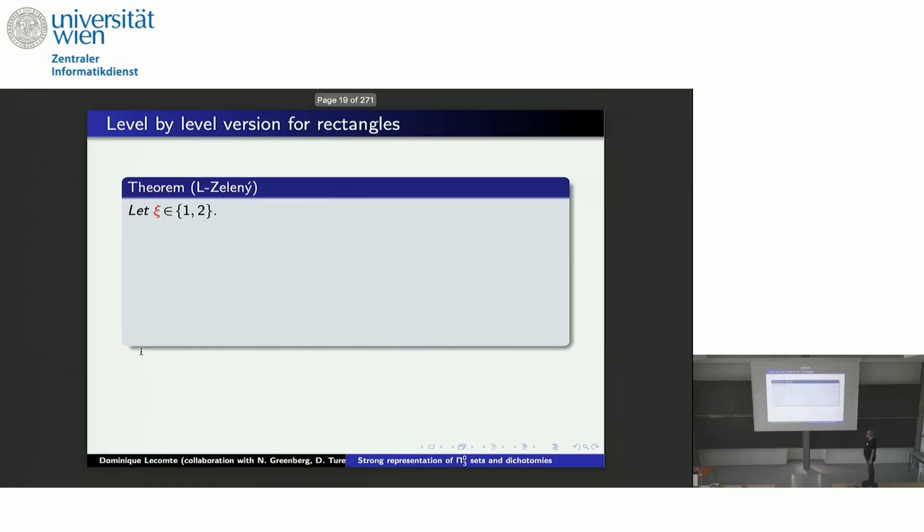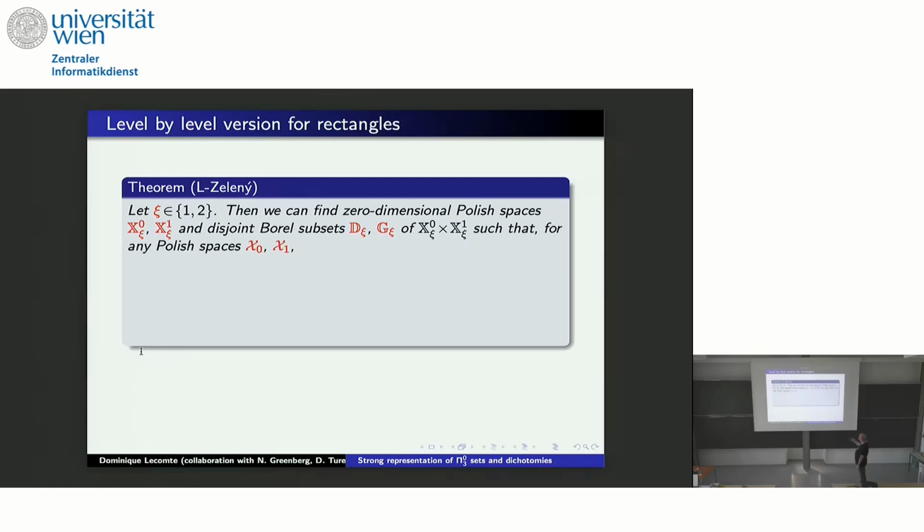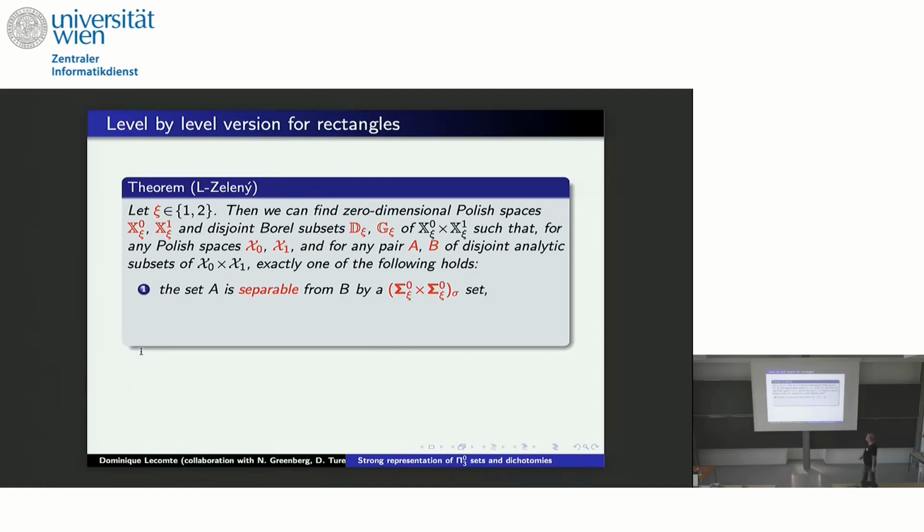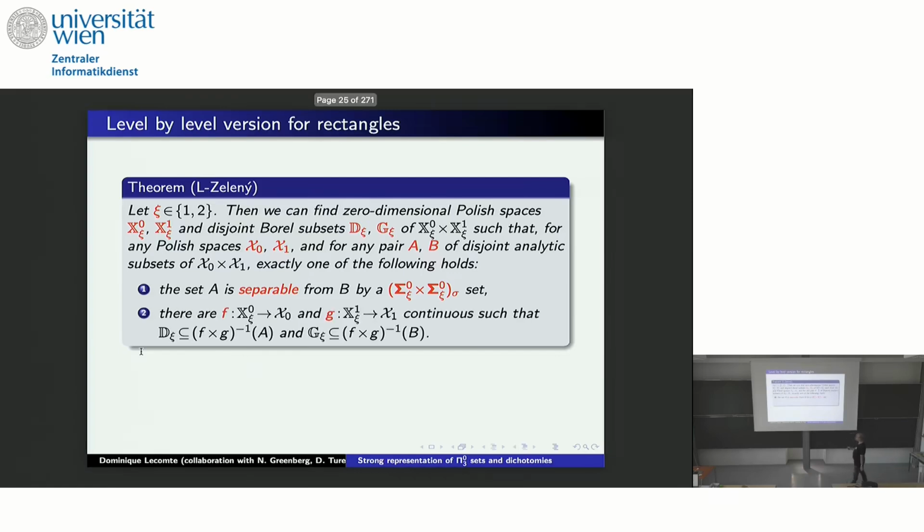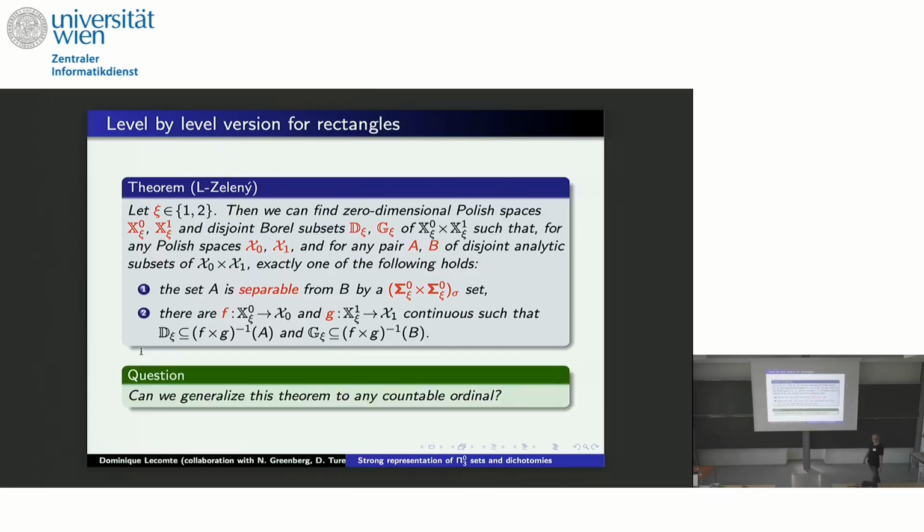So what about rectangles? We could do that for the first two levels. Again, it's similar. You have two zero-dimensional Polish spaces and disjoint analytic subsets of the product. As before, you have the corresponding dichotomy, but instead of having countable unions of Borel rectangles, we have countable unions of sigma 0 xi rectangles. Apart from that, it's the exact same dichotomy. And again, what about the generalization?